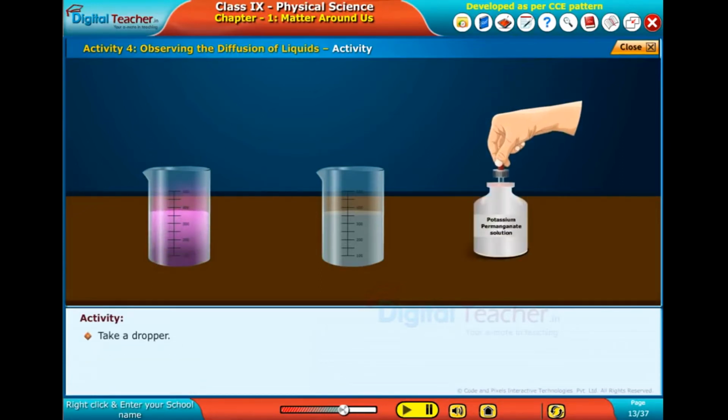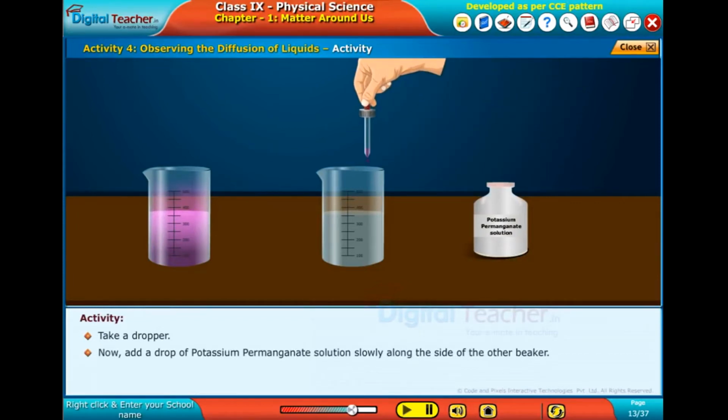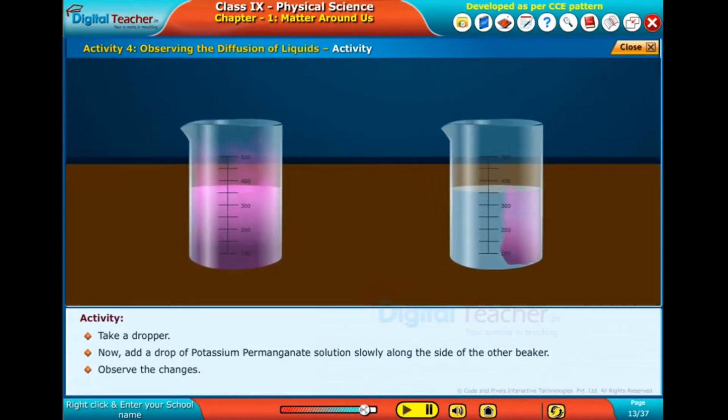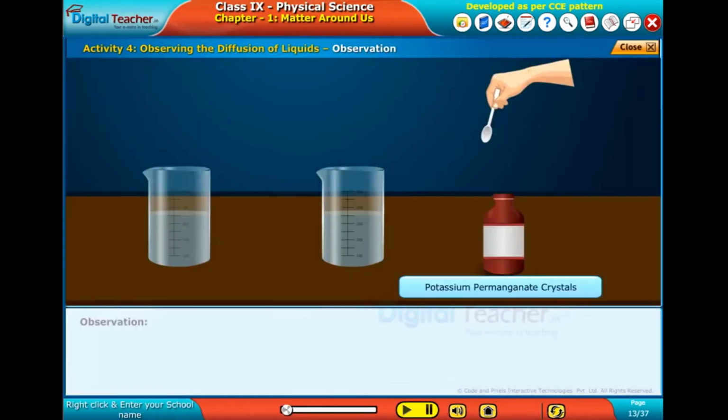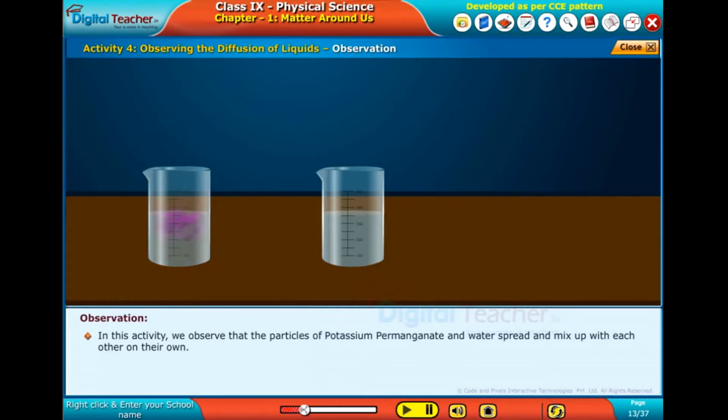Take a dropper. Now add a drop of potassium permanganate solution slowly along the side of the other beaker. Observe the changes. In this activity, we observe that the particles of potassium permanganate and water spread and mix up with each other on their own.